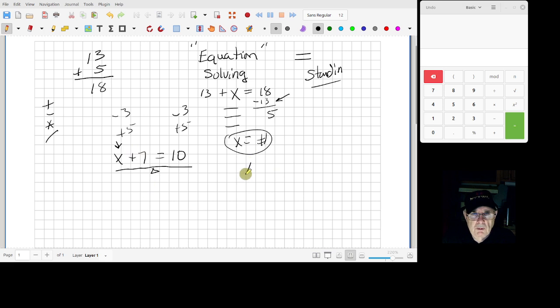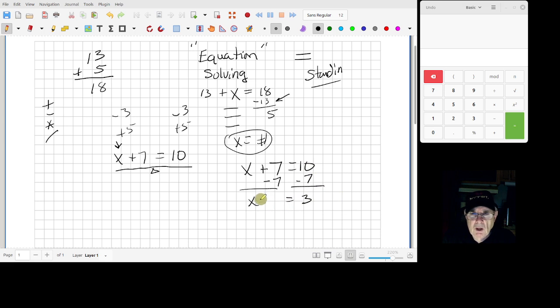Let me rewrite it over here so we don't have the balance in the way. So x + 7 is equal to 10. Since 7 is being added, I'm going to subtract 7, but I have to do it to both sides. So I get x. 7 from 7 leaves 0, and 7 from 10 leaves 3.